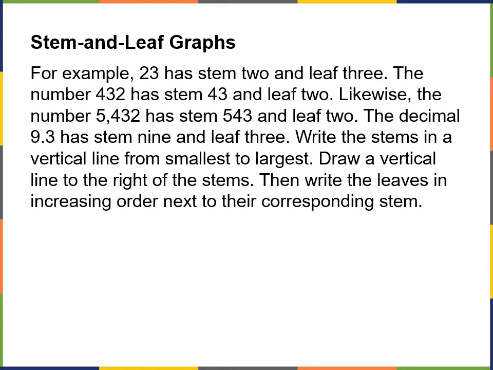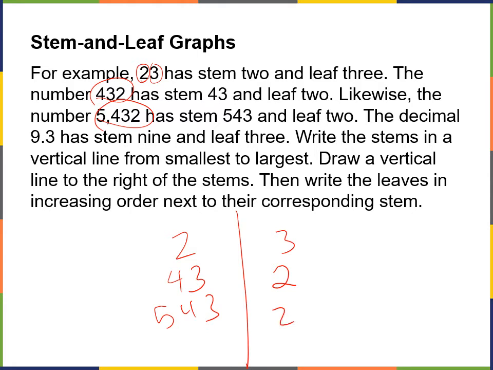So if we look at a couple of numbers and think about how we split them up, 23 would be split into a stem of 2 and a leaf of 3. So we're going to split it like this. 432 would be a 4 and a 3 for the stem and a 2 for the leaf. 5,432 would be 5, 4, 3 for the stem and 2 for the leaf. And a 9.3, same idea, 9 for the stem, 3 for the leaf.